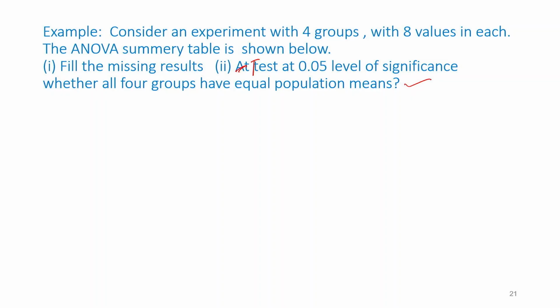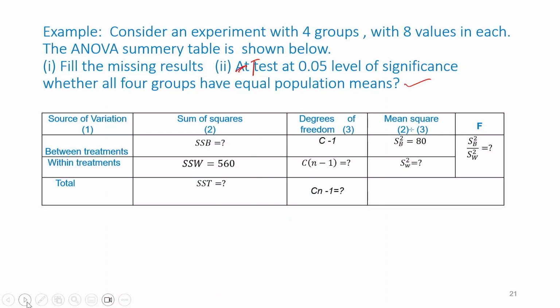So there are 2 questions. First, we have to fill the missing results. You see here is a table and some data is given; the rest of the data are not given. What is given here? 2 things: 4 groups, so C is 4, and the other data given is N, which is 8. Here you see these things are not stated. We have to find out the missing values in this table.